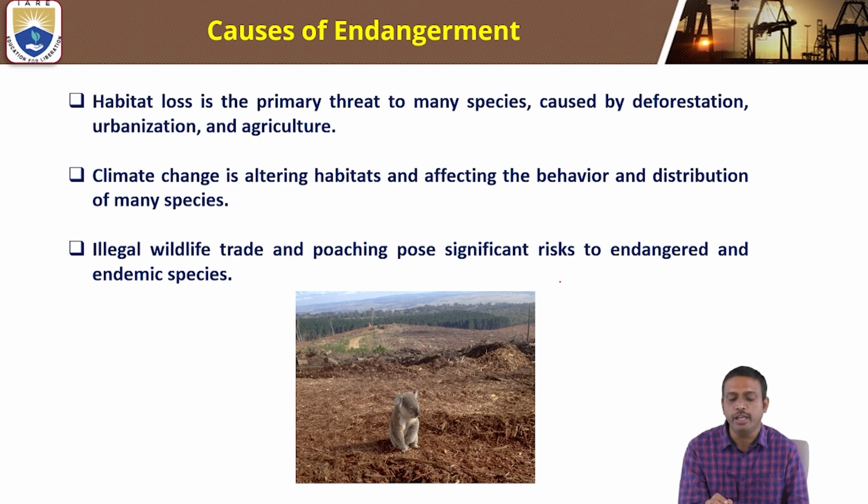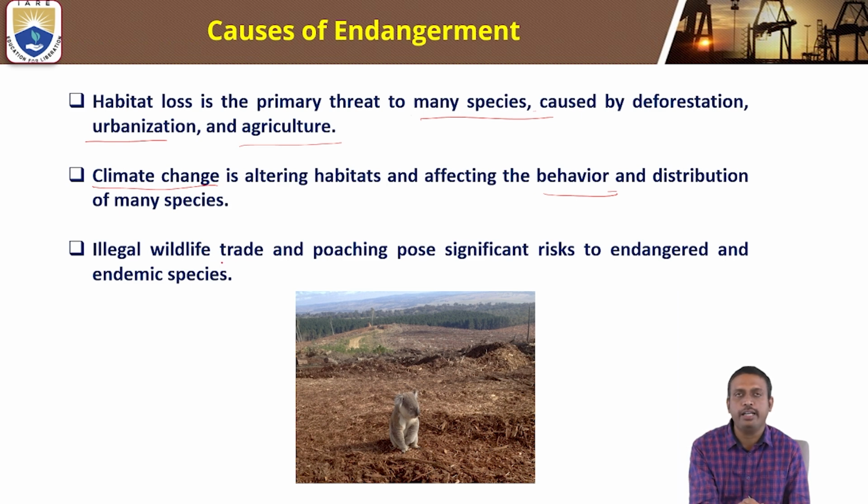What are the causes of endangerment? Habitat loss is a primary threat to many species, caused by deforestation, urbanization, and agriculture. Climate change is altering habitats and affecting the behavior and distribution of many species.